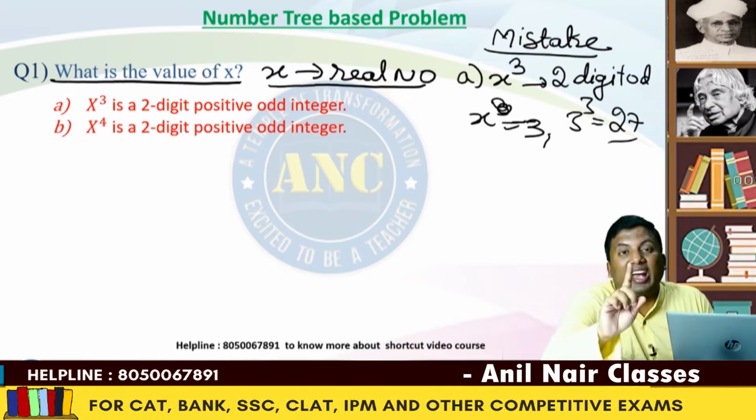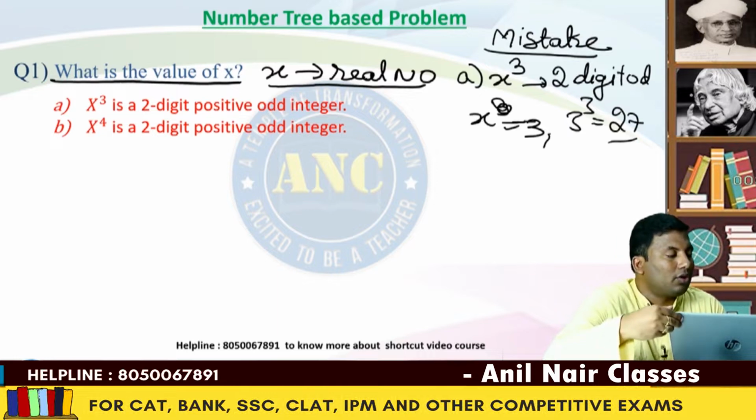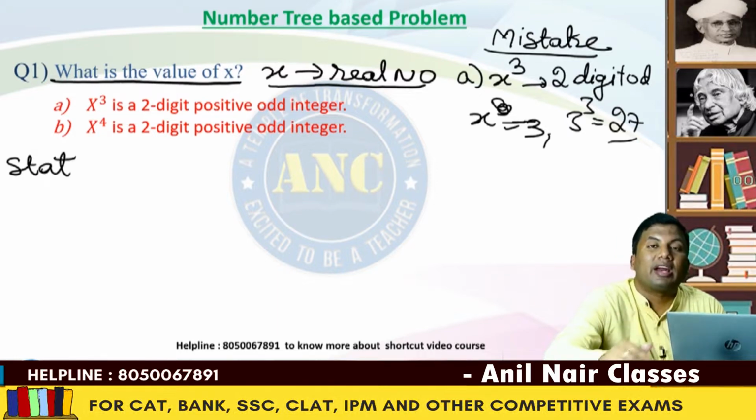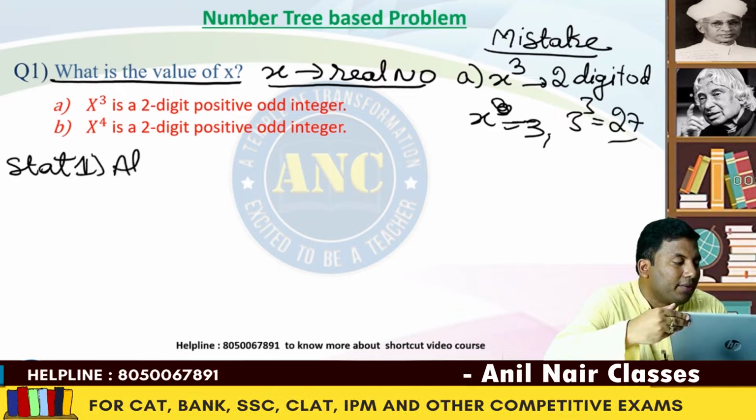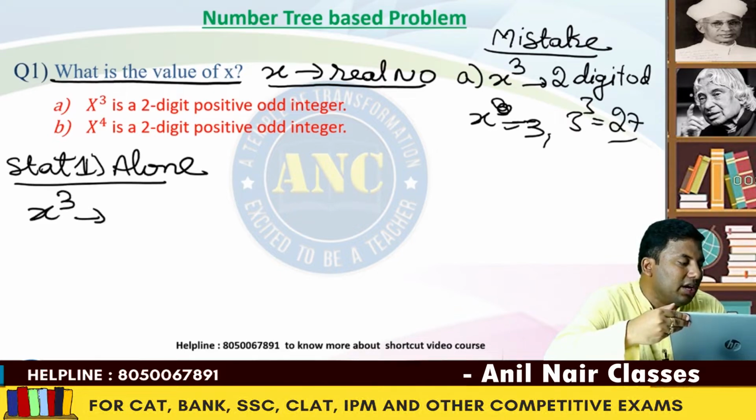integer, X may or may not be a positive odd integer. Statement 1 alone. Don't tick mark X equivalent to 3 and tell statement 1 alone is right. That is the biggest mistake. Statement 1 alone: X cube is a 2-digit positive odd integer.